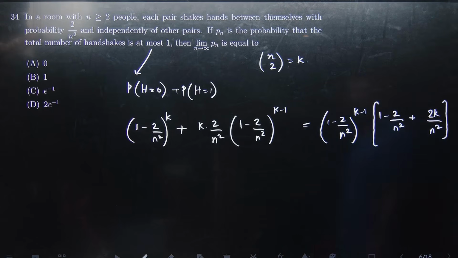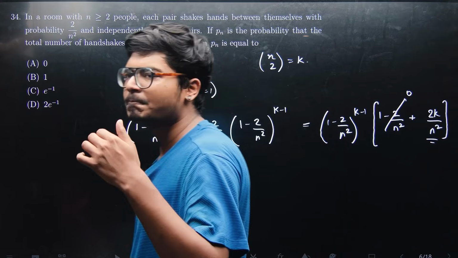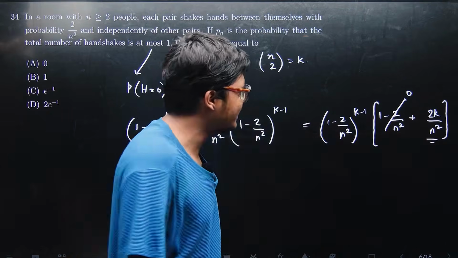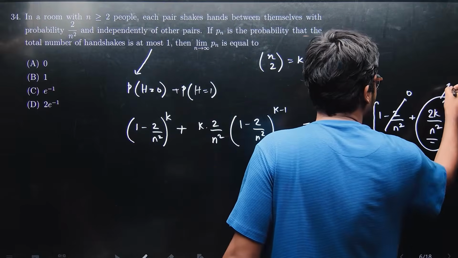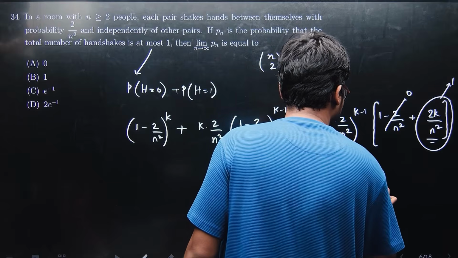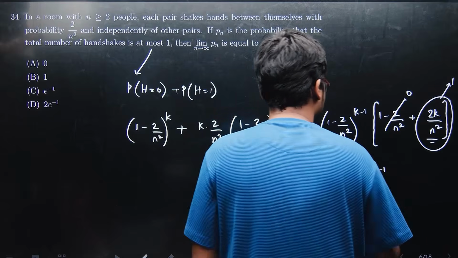Now if I need to find this limit, observe that this obviously goes to 0. This quantity 2k by n square, k is what? N into n minus 1 by 2, right? So it's going to be some n square by n square, 2 by 2, so that will cancel out. So ultimately this quantity goes to 1 and you have another one, right? So this is basically twice the limit of this thing, right, as n goes to infinity, okay?